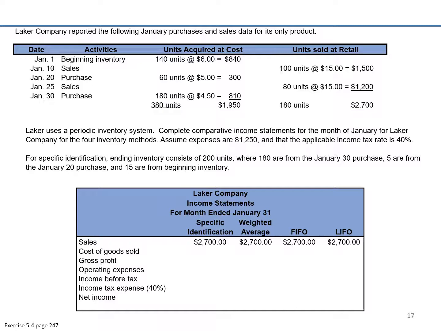So our sales are going to be the same on all 4 methods, right? $2,700, that's what they tell us here. Our cost of goods sold under specific identification we'll come back to. We know our operating expenses are $1,250. They tell us right here, so that's the same for all four methods.